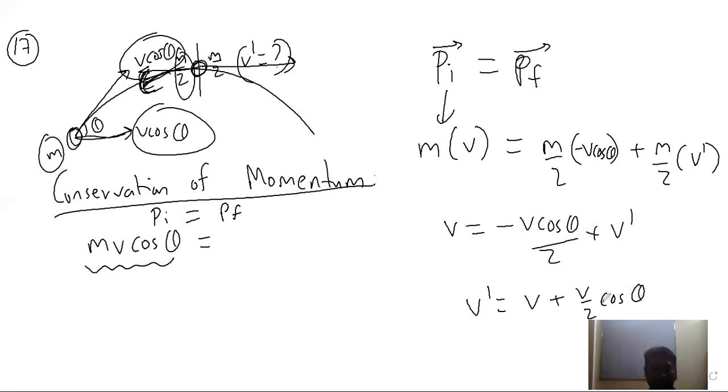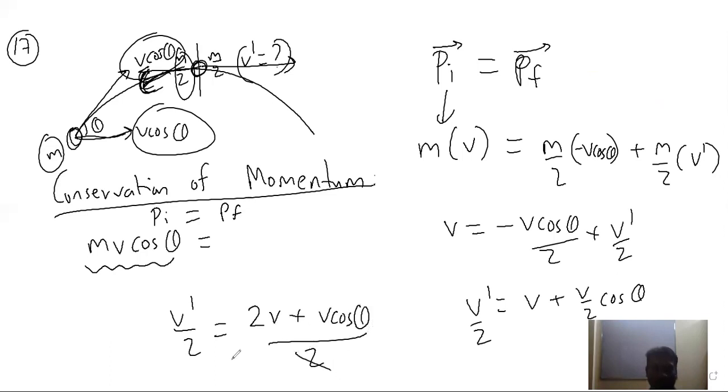So from this, we have one more 2 here. Cross multiplying, we will get v dash by 2 is equal to 2v plus v cos theta upon 2. The 2 cancels. In this case, v dash also will have the component. Let us think about it. What will be the values?